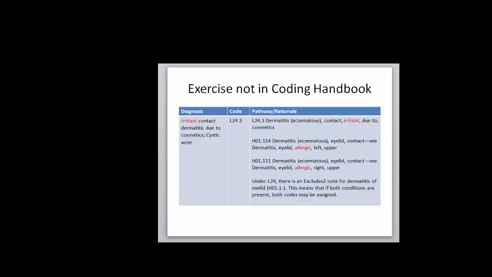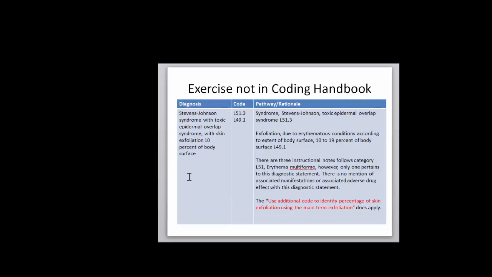But I also want you to notice under the L24 category code there is an excludes2 note for dermatitis of the eyelid, and those are those H codes. So since it's an excludes2 note, that means we could code both the L code and the H codes if the patient had both conditions, a dermatitis due to an irritant and a dermatitis due to allergies. How a doctor would know the difference, I have no idea. But the code book tells us that because of that excludes2 note, we could code both at the same time.